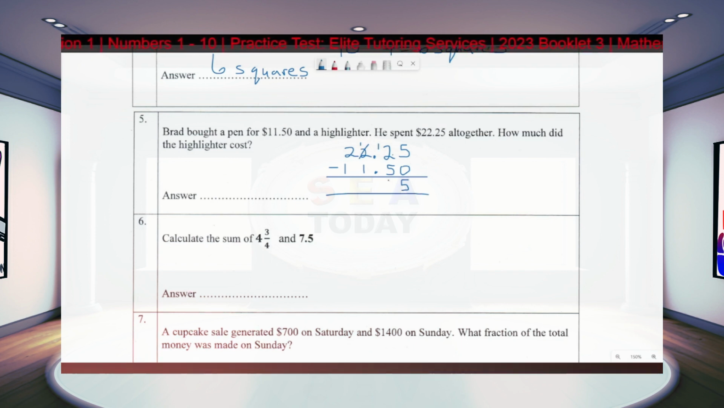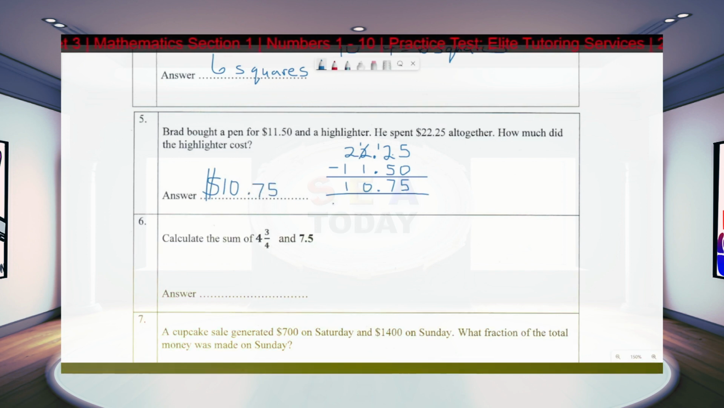12 take away 5, that is 7. 1 take away 1, that's 0. Make sure to have your point in your answer. And 2 take away 1 is 1. So the cost of the highlighter was $10.75.